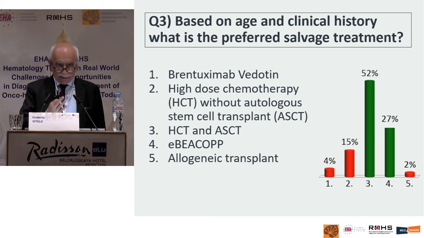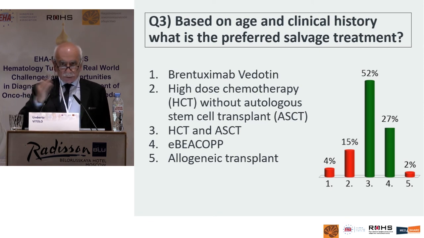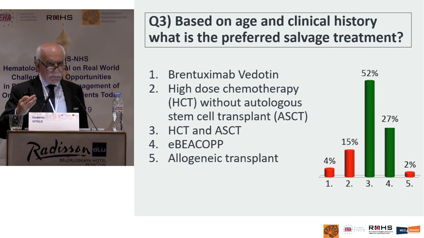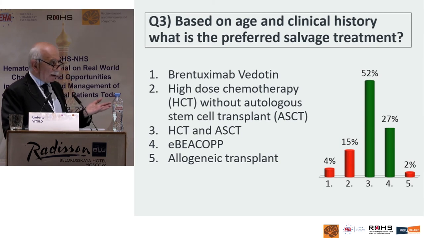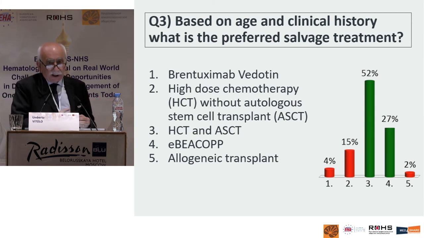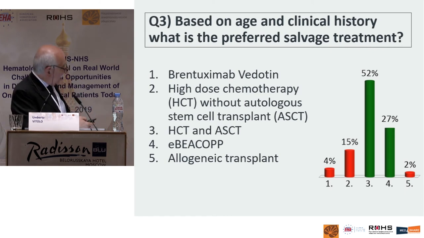Okay, so the vast majority is in the right answer. Based on the data that we have on the RATHL studies and our study, it's important to shift the patient that failed the courses of ABVD. You can choose between escalated BEACOPP, as the UK study showed, or high-dose chemotherapy and autologous stem cell transplant, as our study showed. So both of them are correct answers. What is important is just to shift the patient and to intensify the treatment.